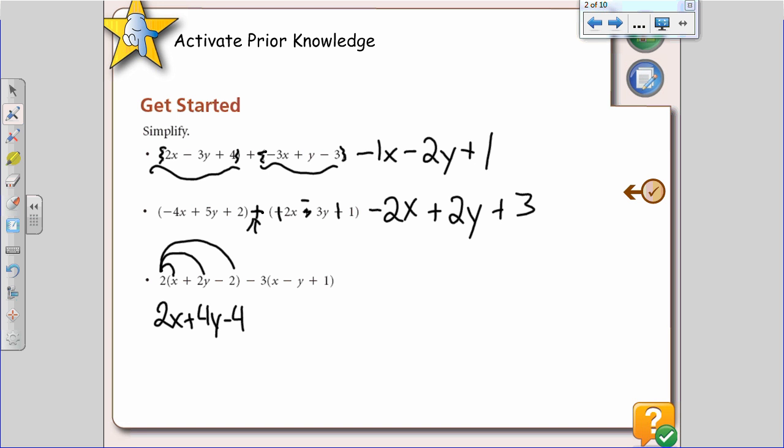The second one, what a lot of people do is they take the 3, they distribute it in, but they forget that the negative's there. Distribute your negative 3 in. It's not a positive 3, it's a negative 3. So negative 3 goes in, and it will become negative 3x. Negative 3 times negative y becomes positive 3y. Negative 3 times 1 is negative 3. And I put those ones still in brackets just to show you that all we did was we changed the symbol from negative to positive by changing all the other symbols.